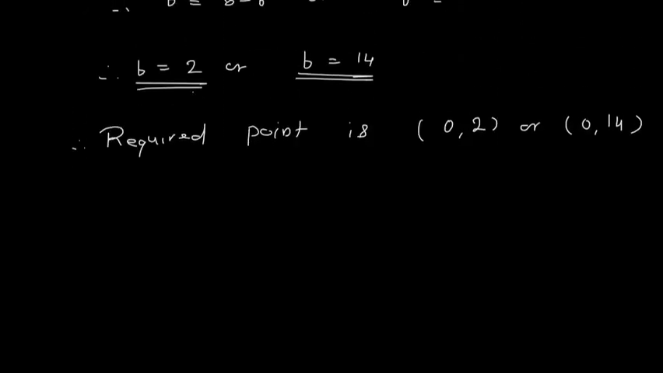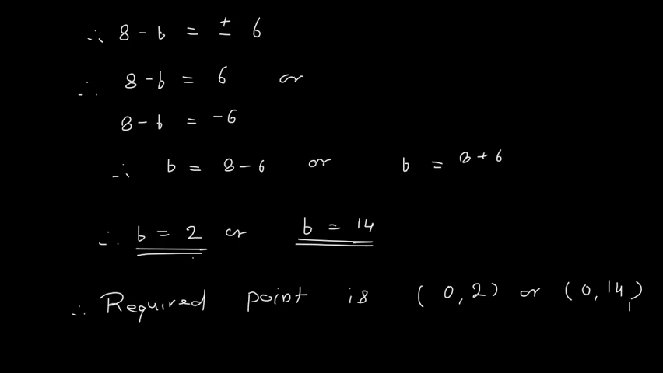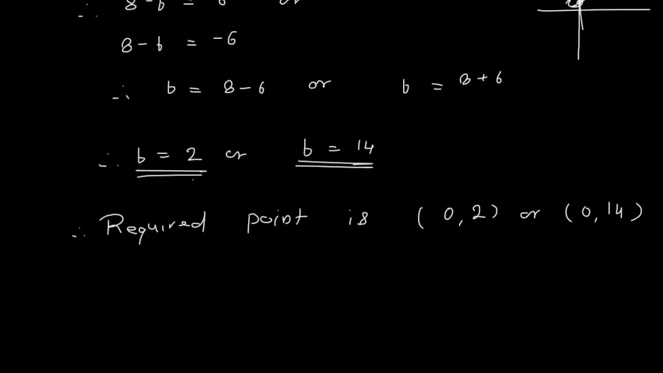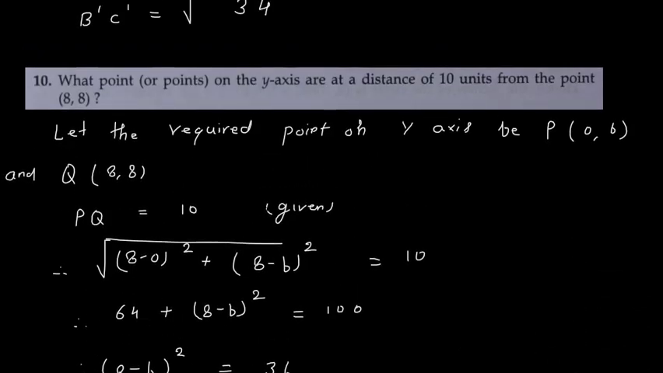Okay, so always you can easily visualize also, say there is one point. So if there is a given fixed distance from this axis, there are two possible chances, one is here, one is here, which are equidistant from this point. So therefore I got two answers, one is 0, 2 or 0, 14. These 2 points are equidistant from this point 8, 8, and they are at a distance of 10 unit.